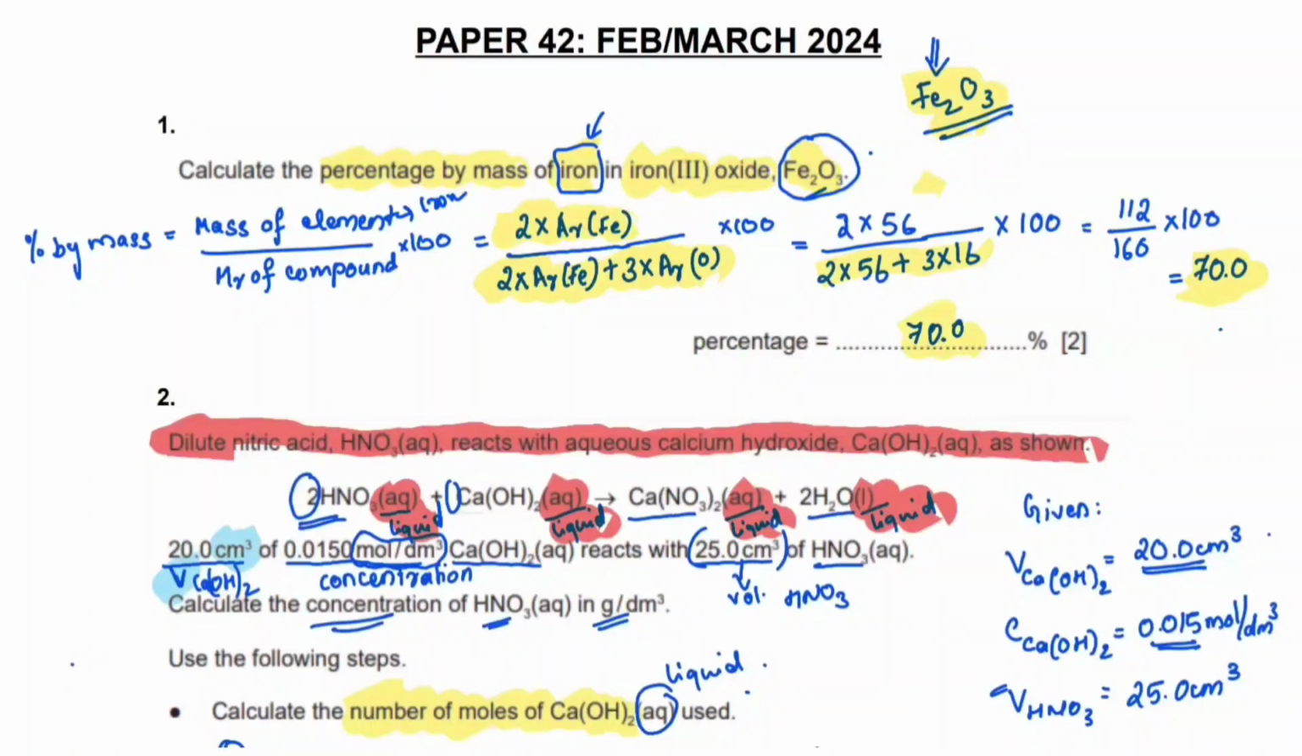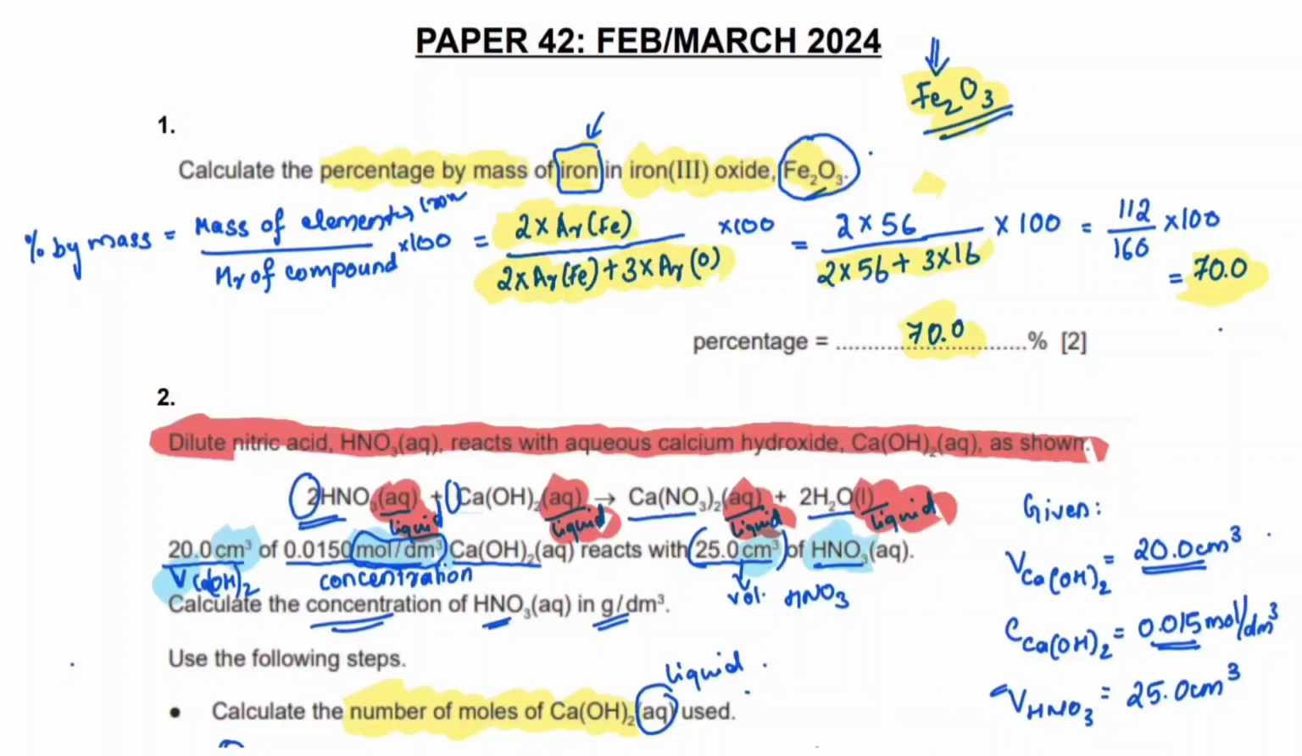Since this reagent, that is calcium hydroxide, is already in liquid state, this is going to be the volume of a liquid. And this particular quantity has a unit of mole per decimeter cube. Any quantity that has a unit of mole per decimeter cube is nothing but concentration. So 0.015 represents concentration of calcium hydroxide. And then it says it reacts with 25 centimeter cube. Again, since the quantity has unit of centimeter cube, the quantity being mentioned is volume.